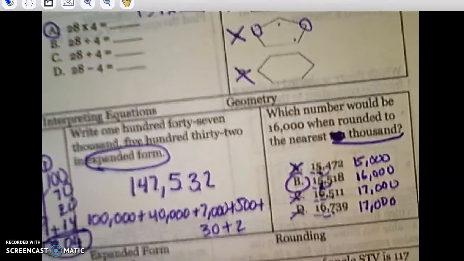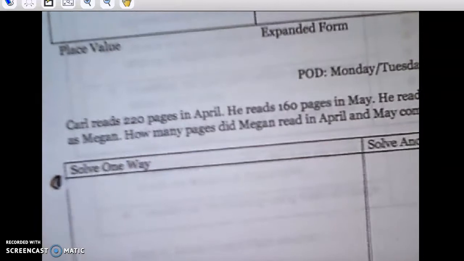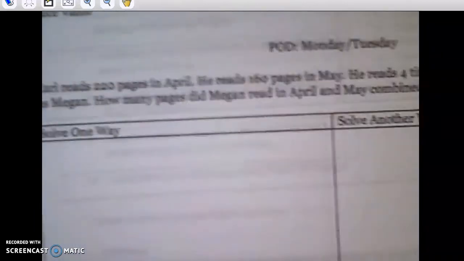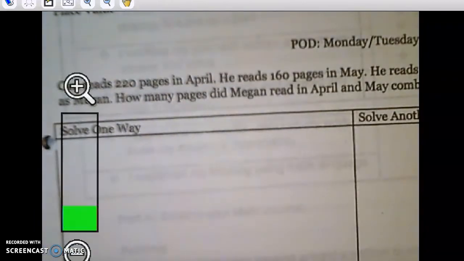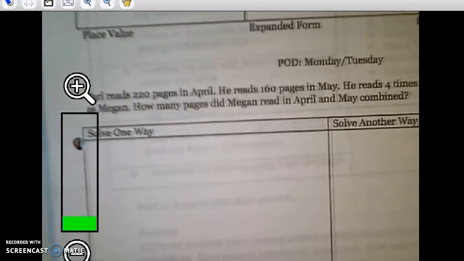Okay, so here's your math review for the day. Let's take a look at the POD. So you have Monday, Tuesday, POD. Let me back this up so you can see it a little bit better. Okay, there you go.